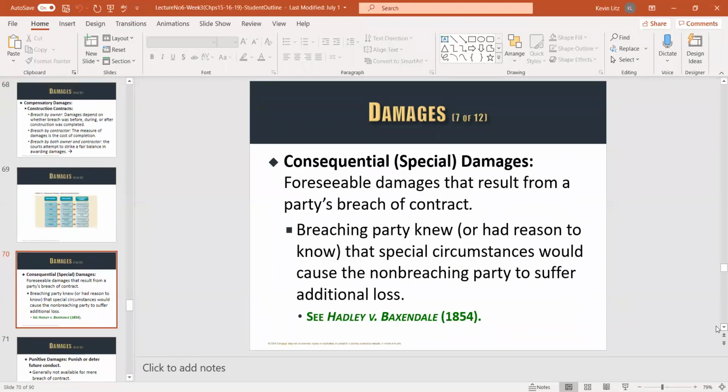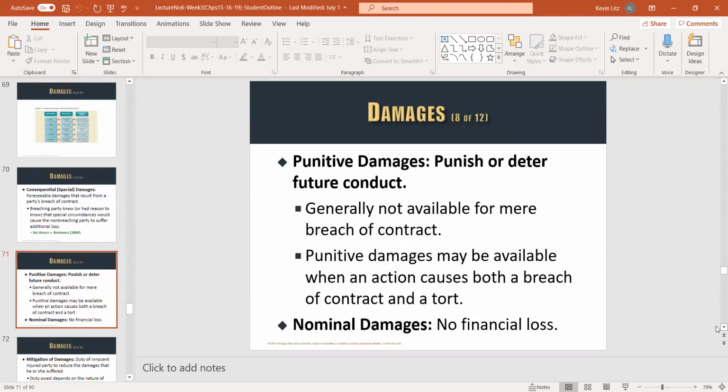All right, consequential. These are sometimes called special damages, foreseeable damages. So even though it wasn't the direct loss, even if it wasn't the $12 that we saw, when you breached the contract, you should have known that I was going to have that loss. For example, I wasn't able to sell cars to anybody, so it wasn't just a $12 part. I lost a $20,000 sale of this car, okay?